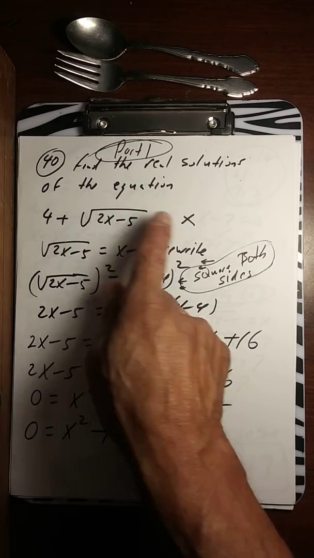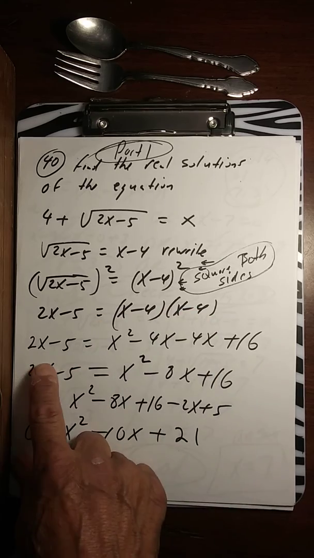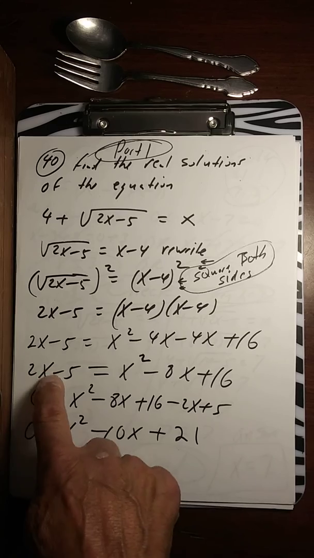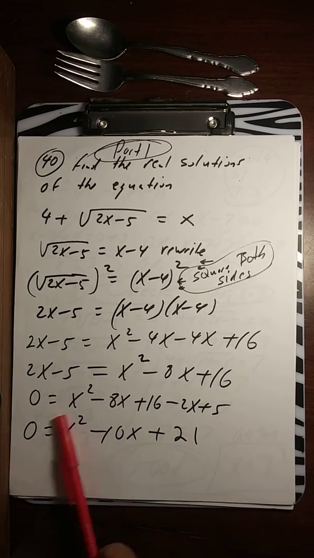This one, rewrite it, put this number over here, square both sides. You have 2x minus 5 equals x minus 4, x minus 4. So we have this equals this. So now we have minus 8x. Bring this over to this side. So -2, positive 5. So now we have this.